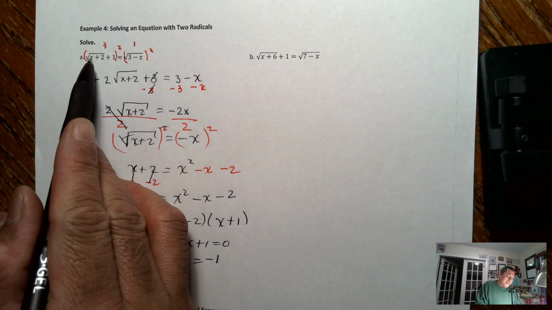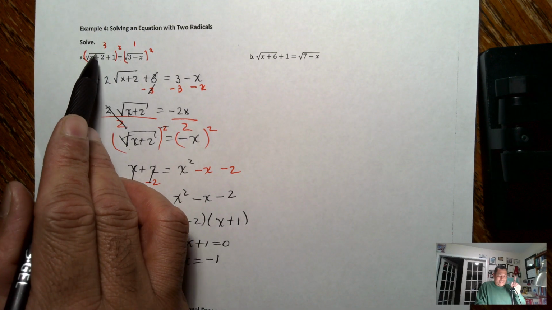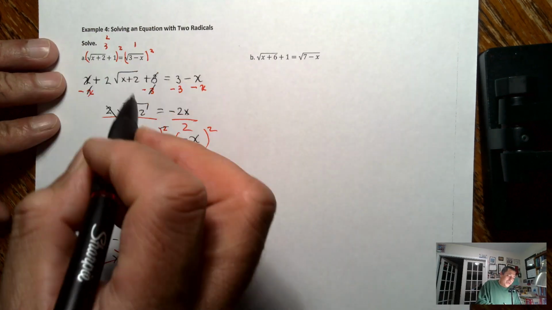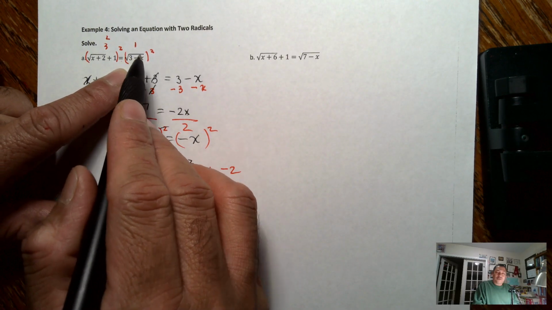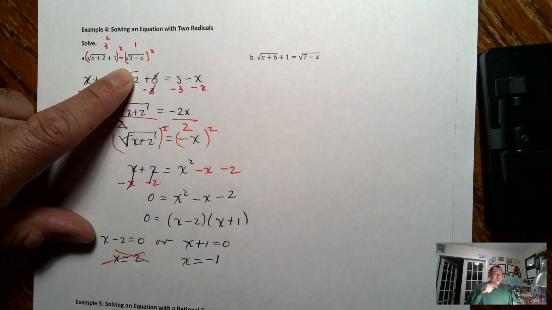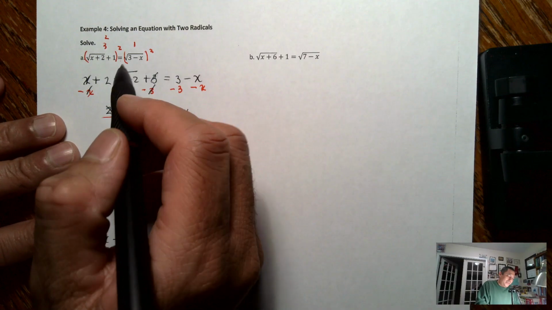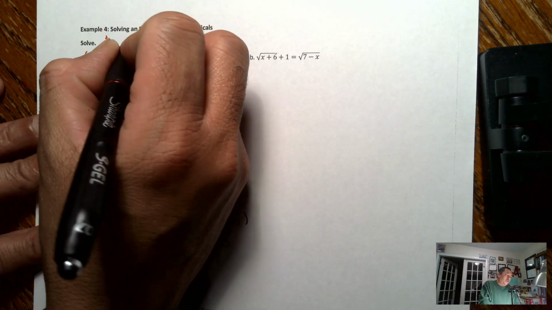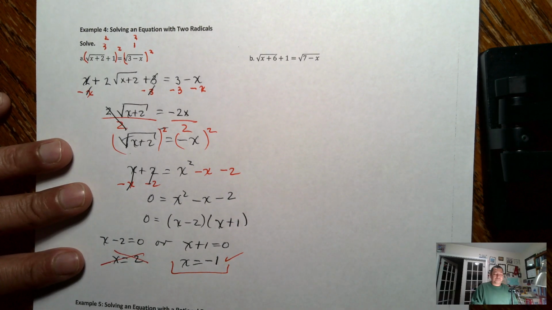Negative 1. Negative 1 plus 2 is 1. The square root of 1 is 1, plus 1 is equal to 2. And then I have negative 1. 3 minus negative 1 is 3 plus 1, which is the square root of 4, equal to 2. And 2 is equal to 2. So this one is my actual solution.